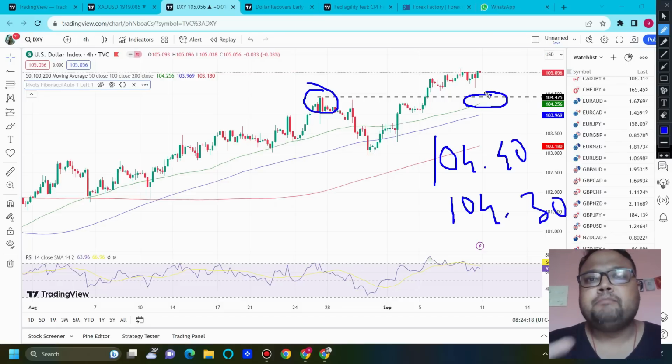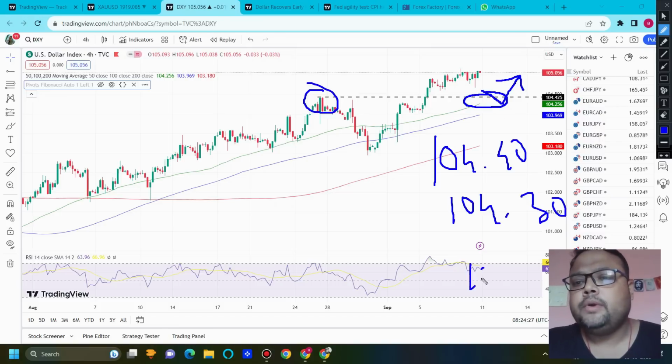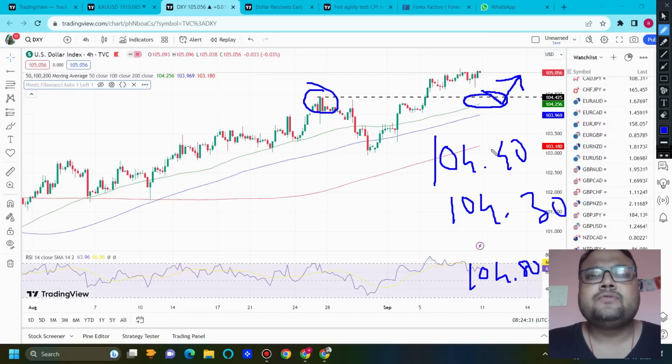So we have buyers around this area. On Monday, if DXY comes down, you can expect a bounce from here. Along with that, we also have the next immediate support around 104. As the market is in an uptrend and bullish, we have multiple layers of support right now. So plan your trades accordingly.